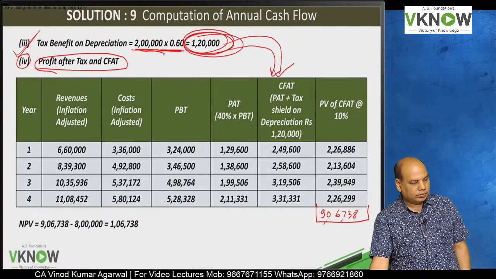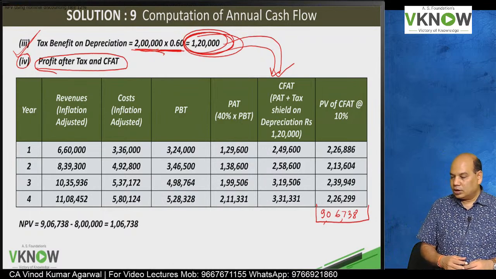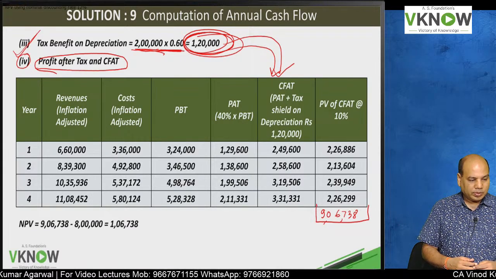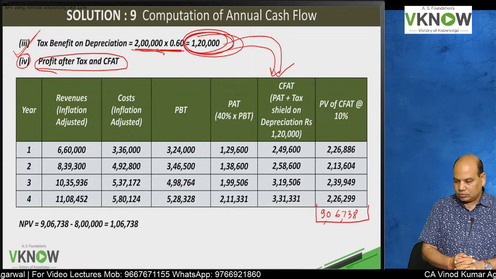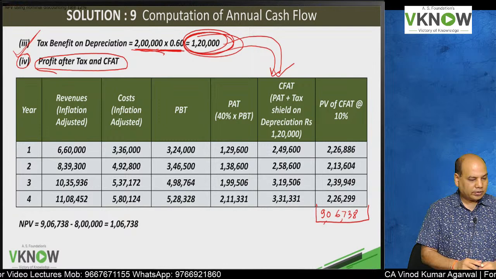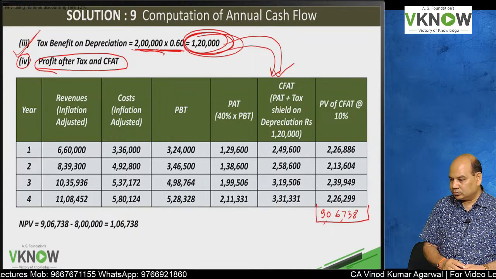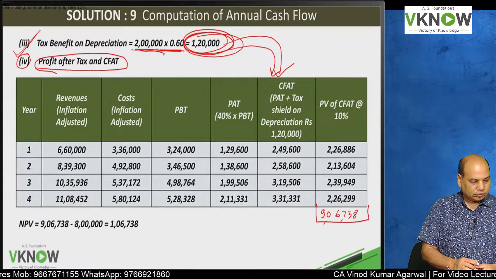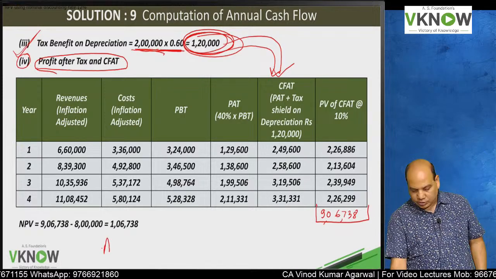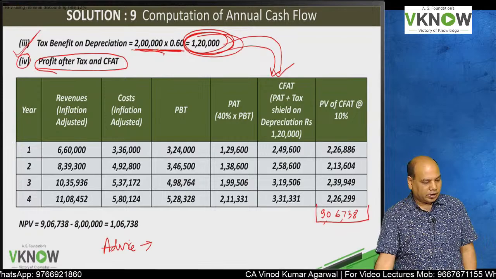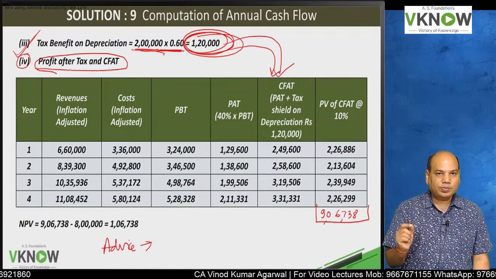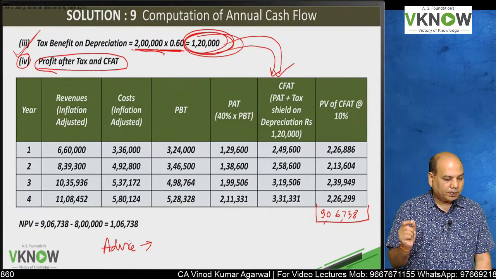Below that write, NPV equal to 9,06,738 minus 8 lakh. So that is 1,06,738. Is the NPV positive? Yes. Write down advice. As the NPV is positive, the project should be accepted.